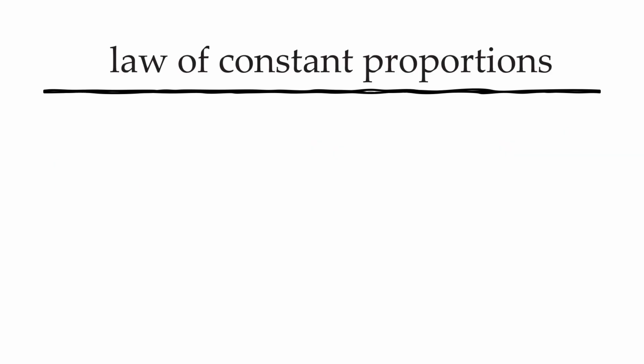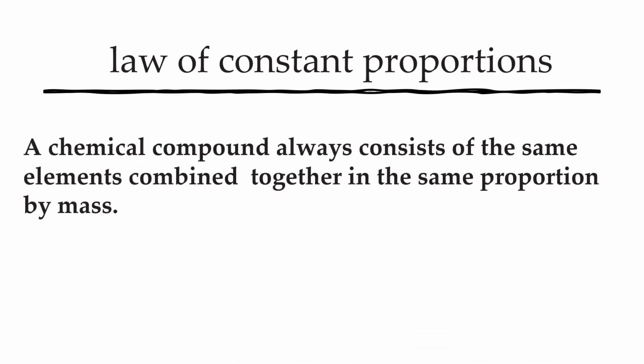Now let's see the formal definition which explains the law of constant proportion. A chemical compound always consists of the same elements combined together in the same proportion by mass.